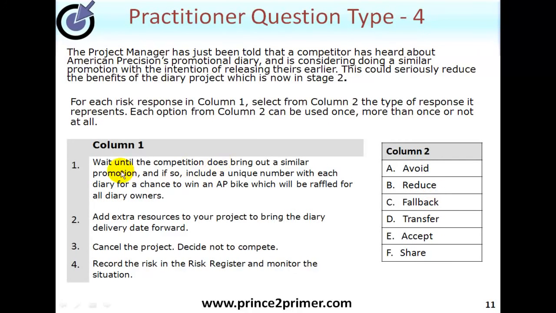Just a bit of technique here for you. Wait until the competition does bring out a similar promotion. Directly you see something that says wait until, you're almost certain to know that it's the fallback type of action. This used to be called contingency. In other words, only if something happens will we do something different. So that would be a C.